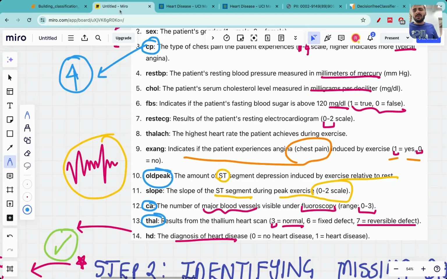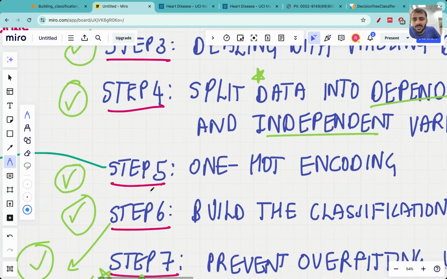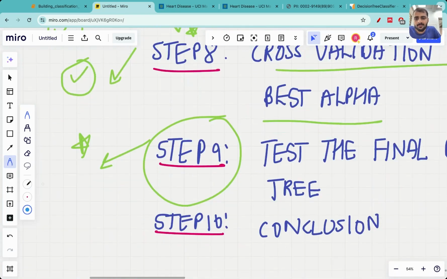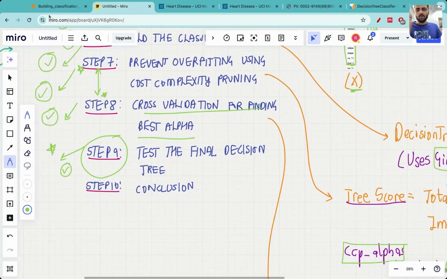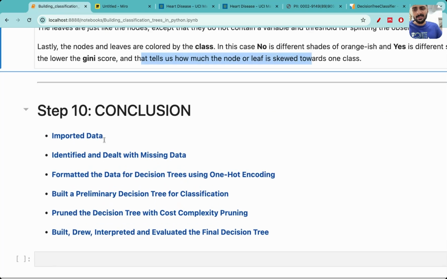Okay, so now we have completed. Let me check how many steps we have completed. Okay, so right now we have completed step number 9. And finally, after doing all this hard work, we come to step number 10, where I'll show the conclusion of what we have done so far in this lecture.